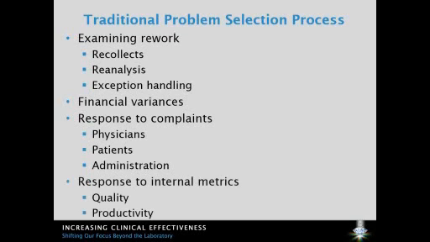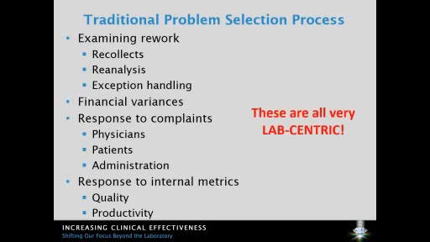And finally, we look at our own internal metrics, quality and productivity. It could be FTEs required to get a certain volume of testing out. It could be unlabeled vials or short fills or hemolysis metrics that we track. But these are the ways we typically come up with projects that we can pursue. The trouble with them is they tend to be very lab-centric.